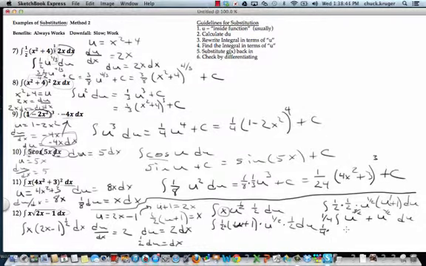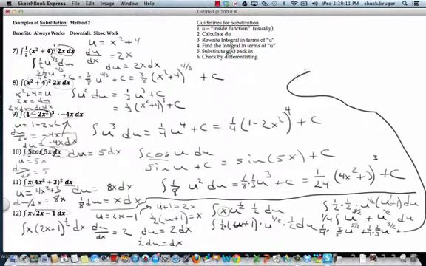I got u to the 3/2, I'm going to add 1 to that, I'm going to get 5/2, multiply with the reciprocal, which is 2/5, plus u to the 1/2, I add 1 to that, I'll get 3/2. Again, I have 1/4 because that 1/4 is being distributed through the entire integral. And over here I have 2/3. So, plus c. I'm going to write that up here where I have a lot of space and you can see it a little bit better.